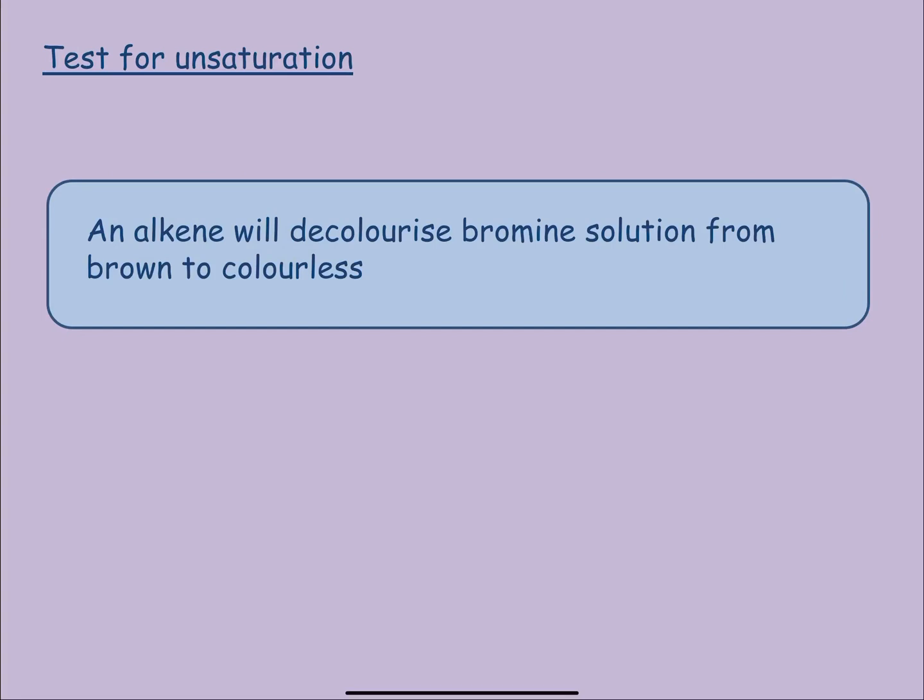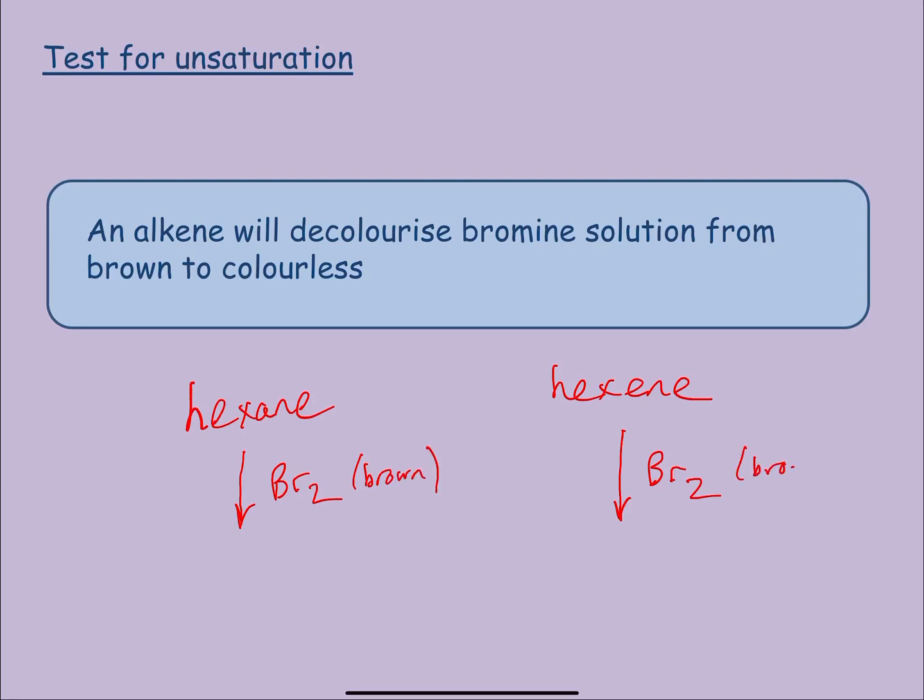Okay, the test for unsaturation. Let's say we had hexane and hexene. I gave you these two. They're both colourless liquids, and I told you to go away and do a test and tell me which one is which, which one is hexane and which one is hexene. So what you would get is some bromine water, Br2, which is brown in colour, and you would add it to both of these solutions.